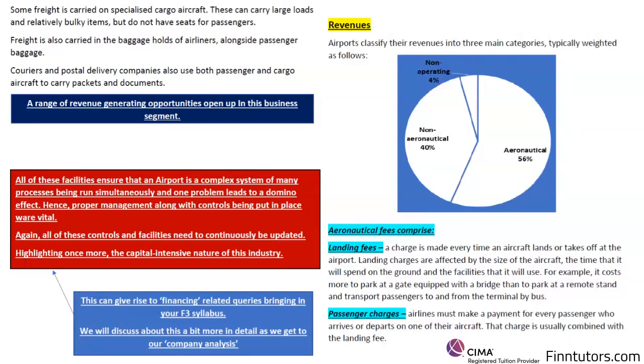First is landing fees. A charge is made every time an aircraft lands or takes off at the airport. Landing charges are affected by the size of the aircraft, the time that it will spend on the ground, and the facilities that it will use. So that's your landing fees. Then there are passenger charges. Airlines must make a payment for every passenger who arrives or departs on one of their aircraft. This charge is usually combined with your landing fees.